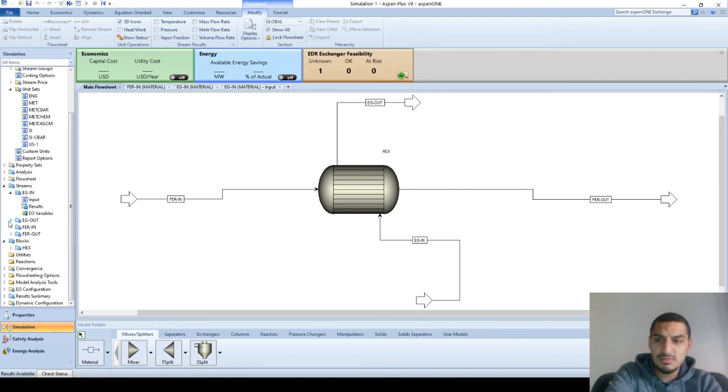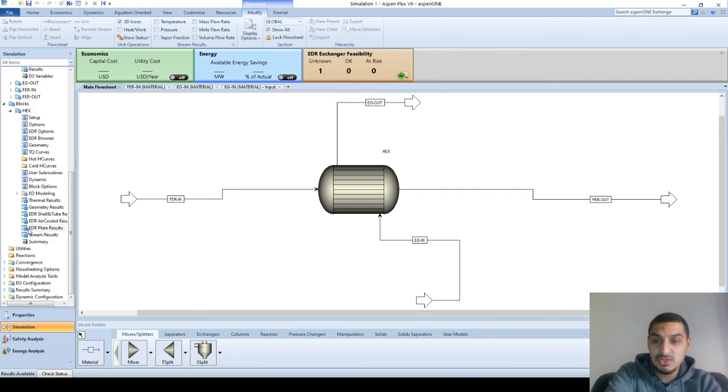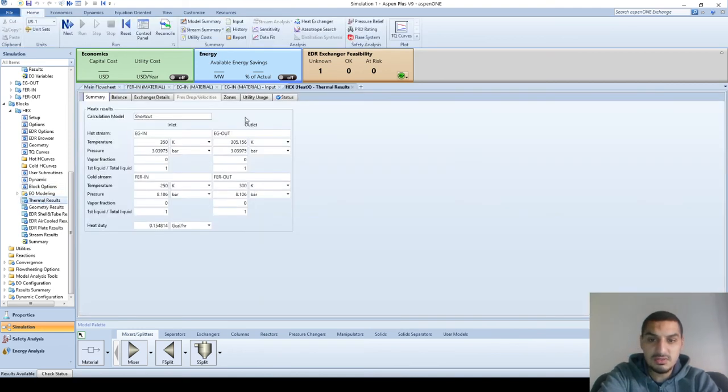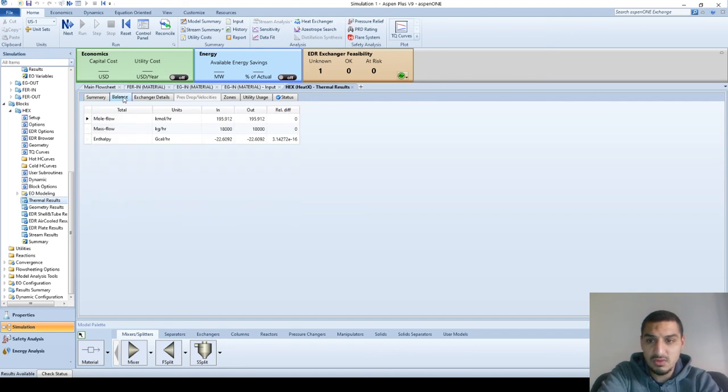One thing that we need to keep in mind is that the heat exchanger will have a lot of results here. It's not just one result folder like we're used to in other units. You'll find that there are thermal results, which tell what the temperatures are. So the inlet temperature is 350 Kelvin, the exit is 305. So it's not actually achieving the temperature approach that we are interested in. The pressure didn't change because in the shortcut mode we do not specify any change in pressure. This temperature is 300 as we requested, so it did what I want.